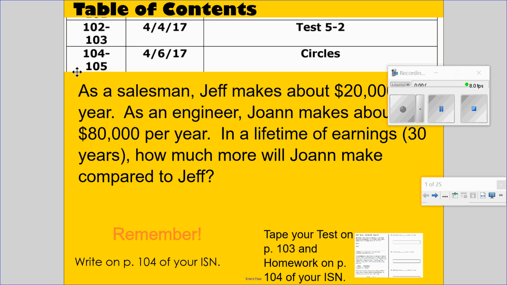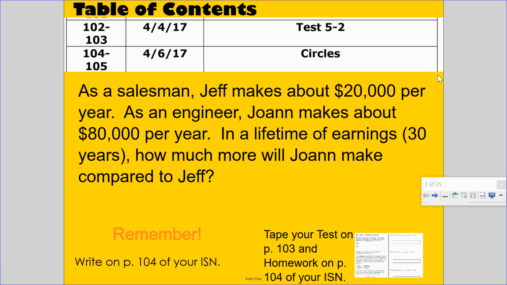Well, welcome. This unit now is starting on our circles unit. Circles, and this one will be concerning more about circumference or the distance around a circle. But before we do that, let's look at our number routine.